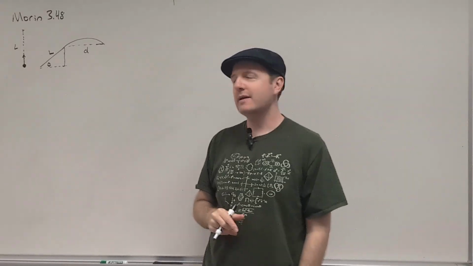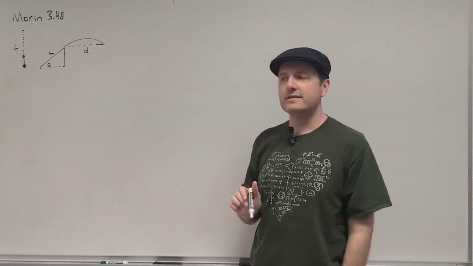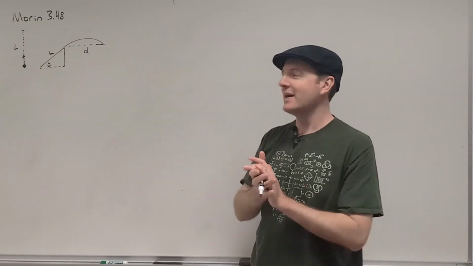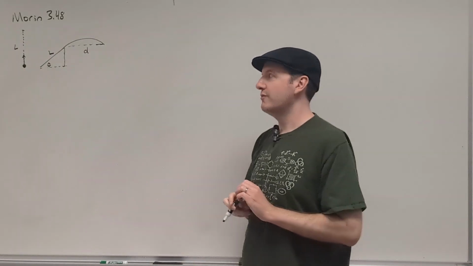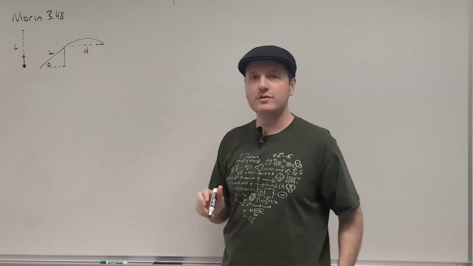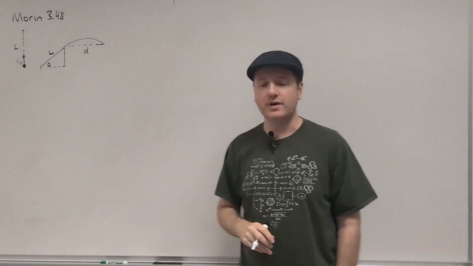Okay, quick one for you today. This is problem 3.48 from Morin's Intro to Classical Mechanics textbook, another projectile problem. Here we have a ball of mass m being launched vertically upwards with some unknown speed. I'll call it v naught. That's actually not known in this problem.